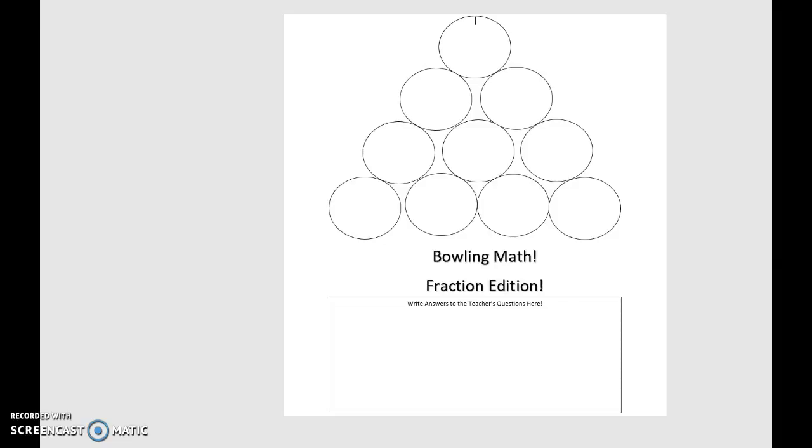So the first question that we would ask, on the first attempt, the player knocked down 4 pins. Mark the pins he knocked down in red. So I'm going to go ahead and mark off 4 pins, whatever order they would like. So we mark those in red, and then we need to write down the fraction of pins that the player knocked down. So he knocked down 4 out of 10. So we can write 4 out of 10 right here. And then if you want them to simplify it, you could do 2/5.